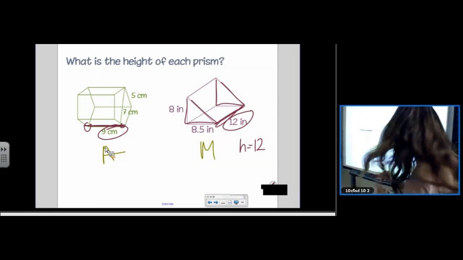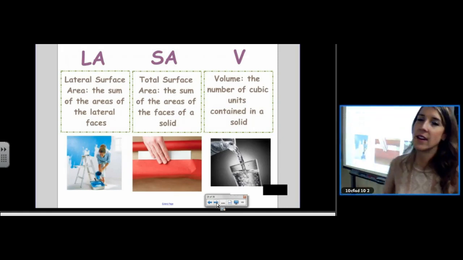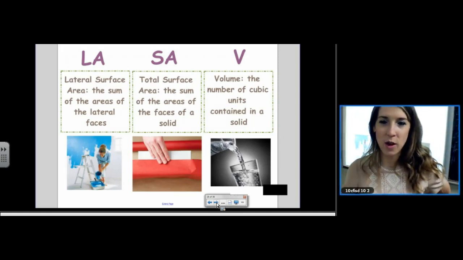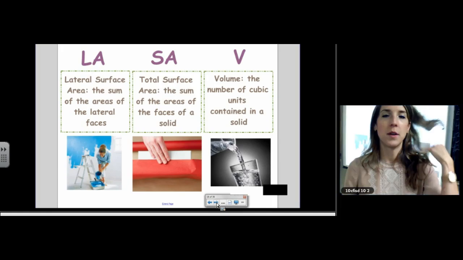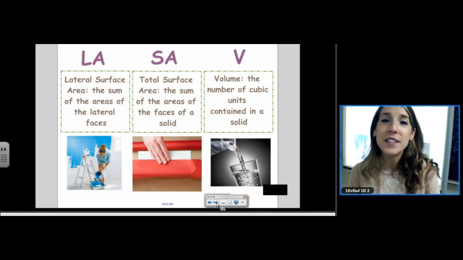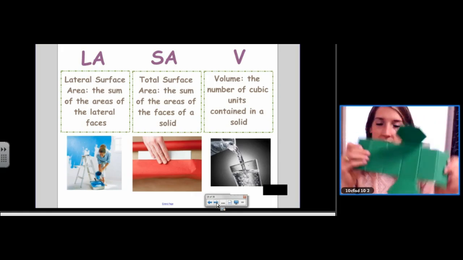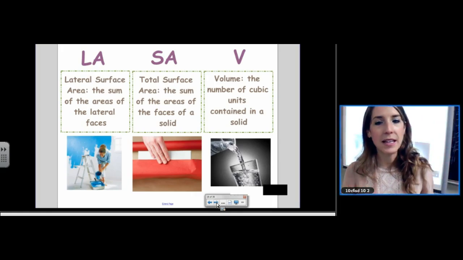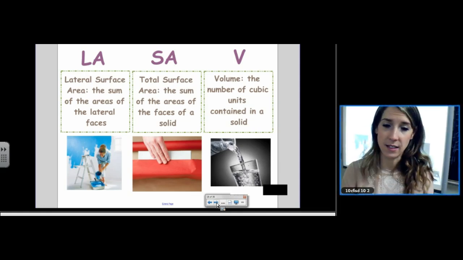It's formula time. You are going to be given 3 formulas. One of them is called LA, the other one is SA, and the last one is V. So lateral surface area, and volume. Okay, so in a prism, the lateral surface area is just the sum of all the rectangles, the area of the rectangles. The lateral surface area means I want to paint the whole prism except the bases.